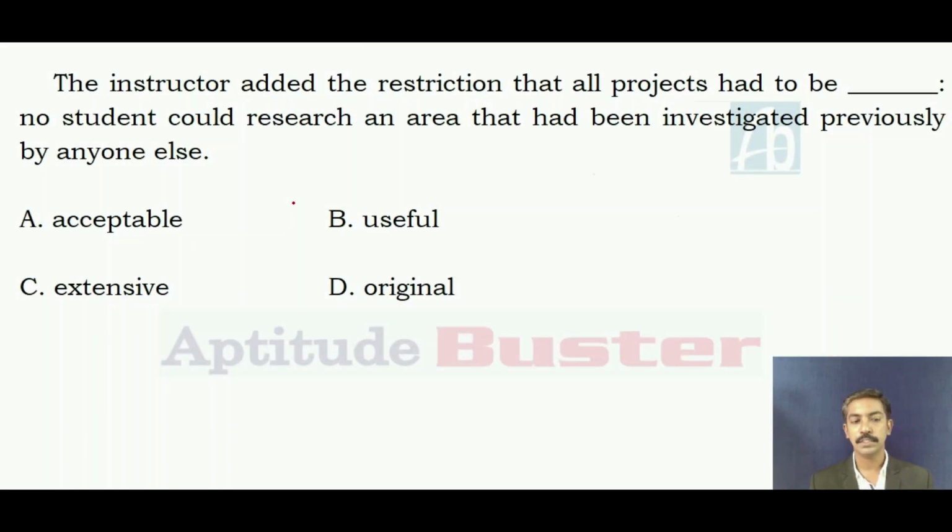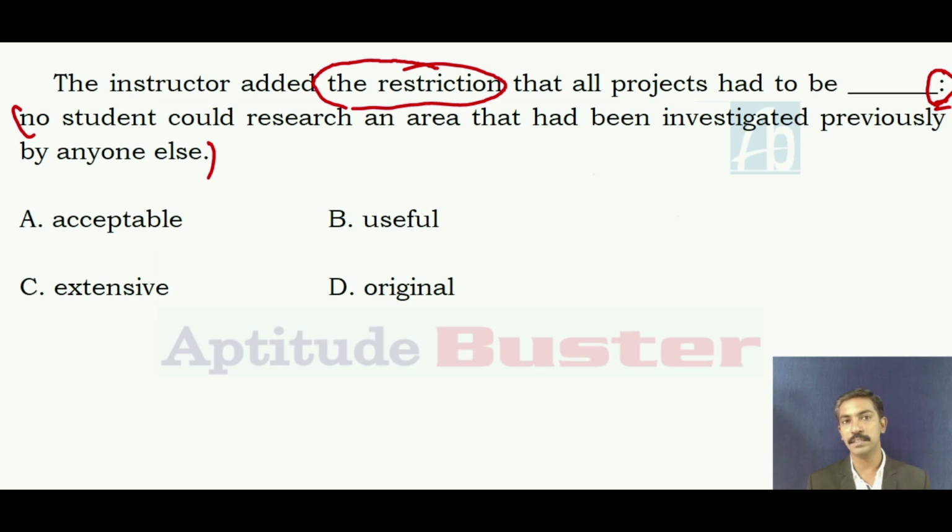The instructor added the restriction that all projects had to be dash. No student could research an area that had been investigated previously by anyone else. If you ask yourself, the entire sentence talks about the restriction made by the instructor. What is the restriction? The restriction is explained here: that no student could research an area that had been investigated previously by anyone else. If you want structural clues, these are structural clues. There is a colon mark provided, which states that the segment that follows the colon mark is an extension. So try to find these structural clues.